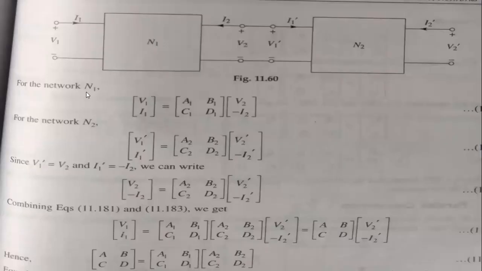So how we can represent and find these: network 1, 2, 3 and 4 are the number of networks that we are going to connect. If you're taking infinite, the last will be the infinite one and the first will be the source.